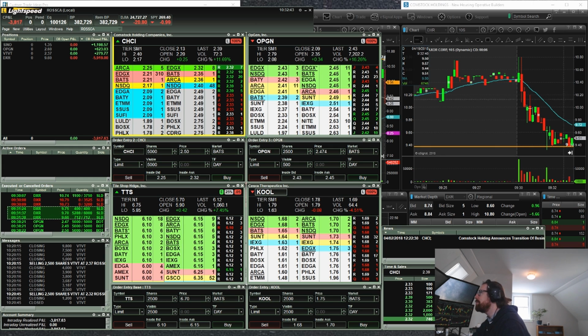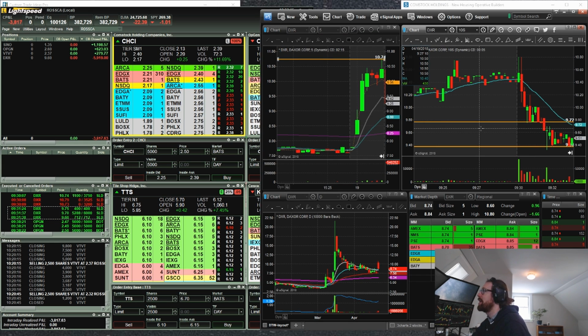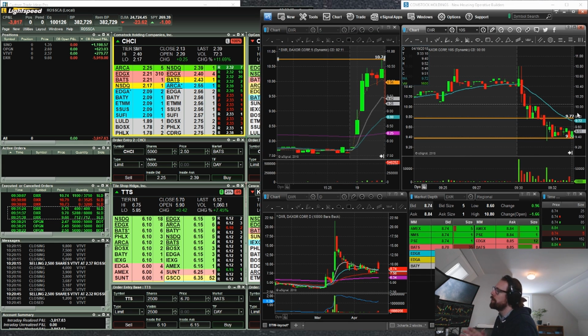So that's a $6,000 loss. I mean, that's a big loss, and it's disappointing. I was trading a little bit of a higher price stock. Over $10 is always a little bit riskier. But just as easily this thing could have gone to $15.